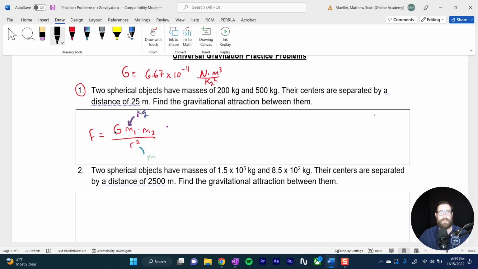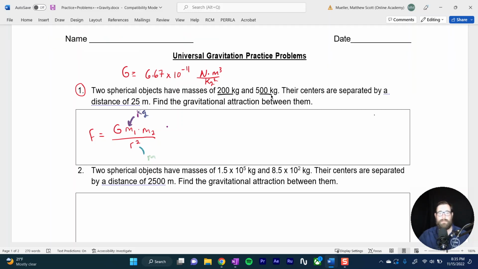Okay, so with this first one, we have two spherical objects. Their masses are 200 kilograms and 500 kilograms, and their centers are separated by 25 meters. They want to know what's the gravitational attraction between them. So what they're asking is, what is the F value? They give us both masses, they give us the radius, and G is a constant. So all we have to do here is plug them into our calculator and go. Let's see what that setup looks like.